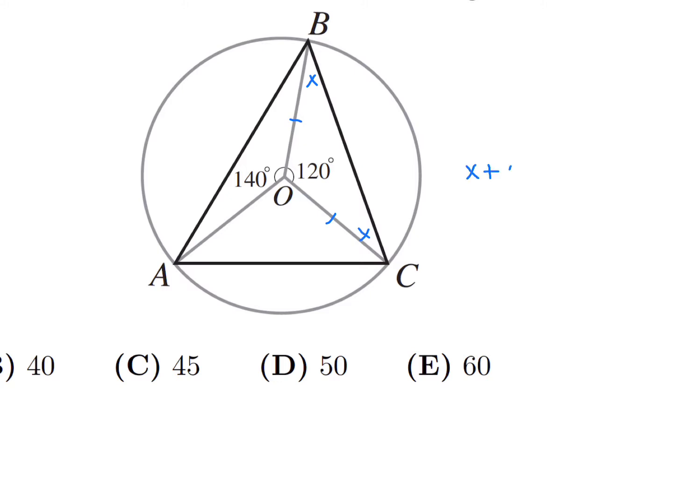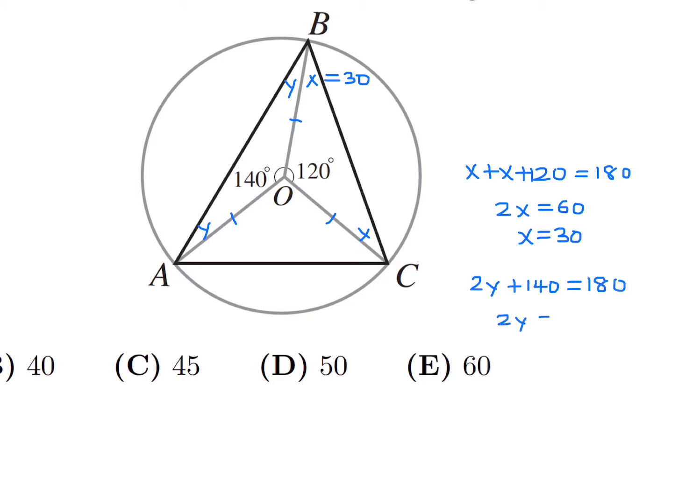And therefore this is going to be the same as that. So x plus 120 is equal to 180. And therefore 2x is equal to 60. And therefore x is equal to 30 degrees. So that is 30 degrees right there. In a very similar way, this triangle is also isosceles. So therefore we call this y. That is also y. So 2y plus 140 is equal to 180. And therefore 2y is equal to 40. And therefore y is equal to 20. So there you go, 20.